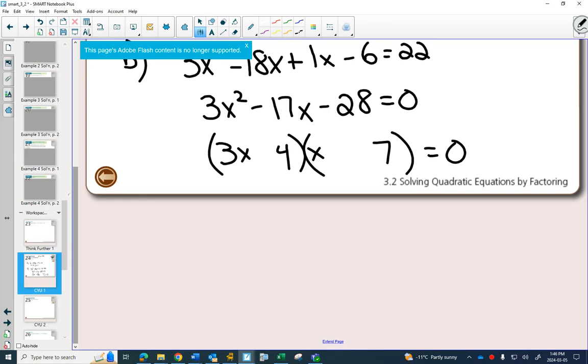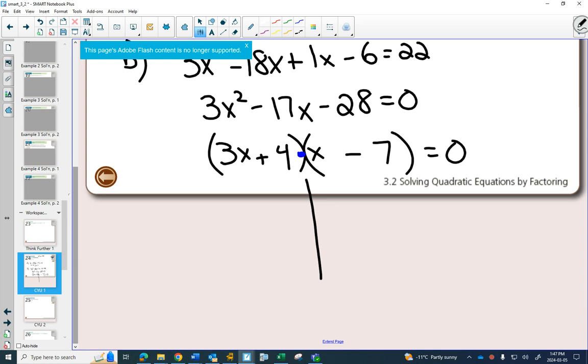If I need a negative 17, I would need my 21 to be negative and my 4 to be positive. So I have negative 21x plus 4x. That'll give me negative 17x. I have to do a quick check to see if everything else still works. And sure enough, I multiply it out, everything works. So now I can split it here. I have my zero product property now, perfect. I have a product and it's equal to 0.